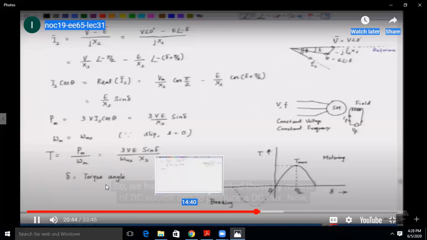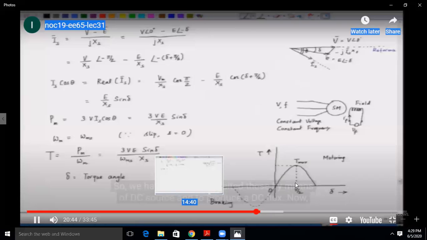Again, it is for constant frequency. Whatever the frequency of the supply is, it is constant, and V is also constant, voltage is also constant, the excitation remains constant, and the speed of the motor is also constant. So we can vary this torque just by varying the torque angle delta. We can draw that curve here: along the y-axis torque, and along the x-axis delta.